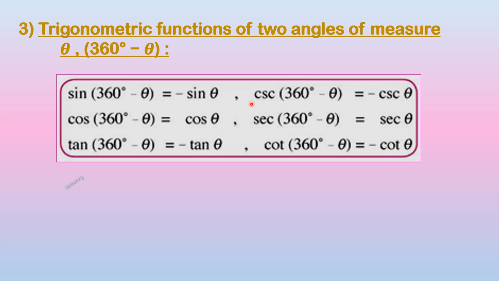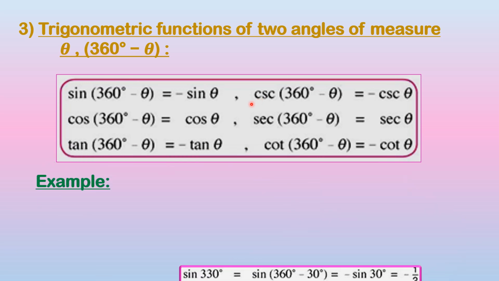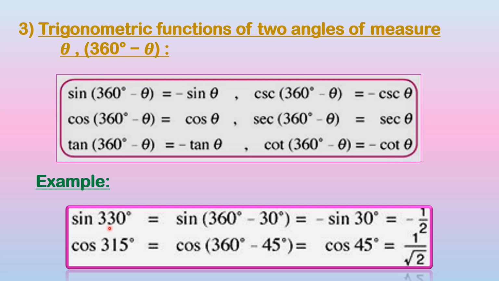For example, sine 330. 330 is in the fourth quadrant, so we put instead of it 360 minus 30. So it will be sine 360 minus 30. Sine is negative in the fourth quadrant, so it will be negative sine 30, which equals negative 1 over 2.